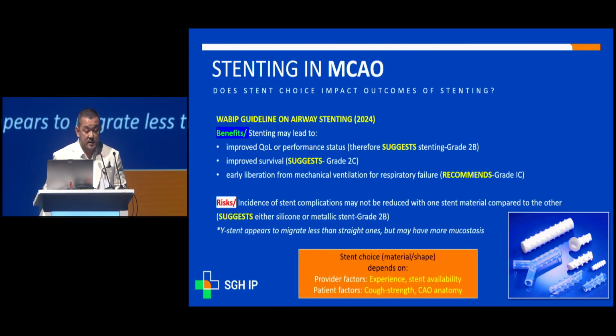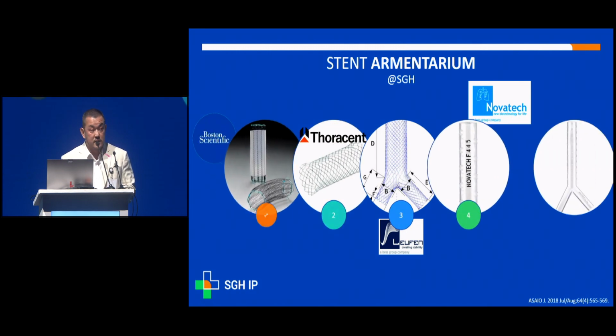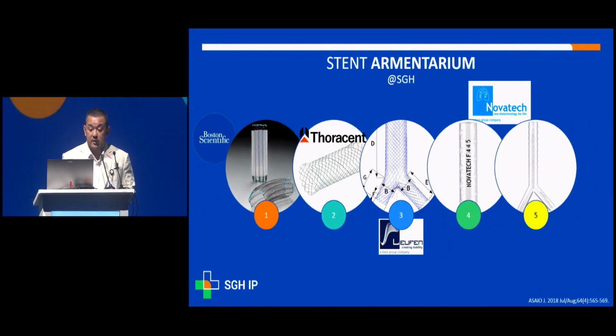So the stent choice in terms of material and shape really depends on provider factors, the operator experience, the availability of the stents, as well as patient factors like their cough strength, CAO anatomy, etc. So this is the stent armamentarium that we have in SGH. Initially, for metallic, we only had Ultraflex from Boston Scientific. And more recently, after one of my colleagues came back from the United States, we got in the Bonnet stent from Taewoong, which I find quite nifty.